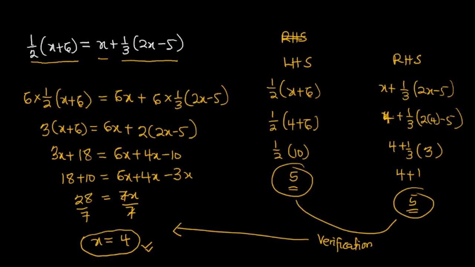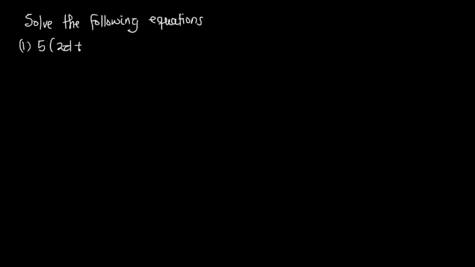Alright, so let's look at some examples to try our hands on. So we have to solve the following equation. Solve the following equation. So we have I, 5 outside bracket 2d plus 8 is equal to 2 into brackets 3d plus 24.